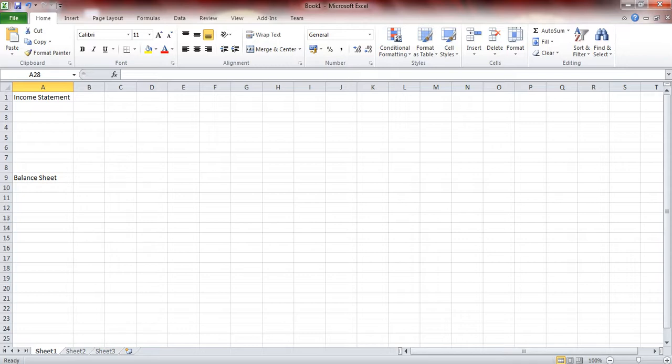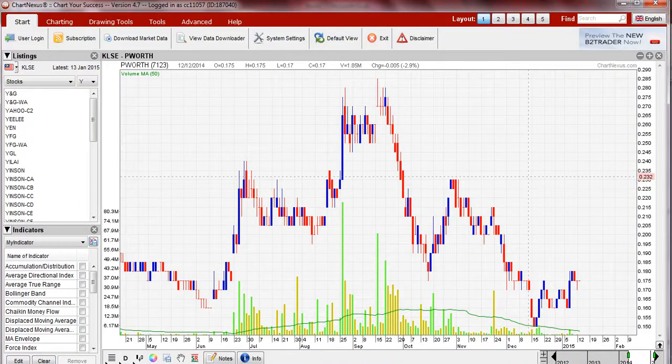For the return on equity, I'm not very concerned about that. So let's go to the stock I'm going to. At first, we just have a look at this. This is the stock I'm going for. It's called Pricewood, and the stock code is 7123. Sounds great, right?